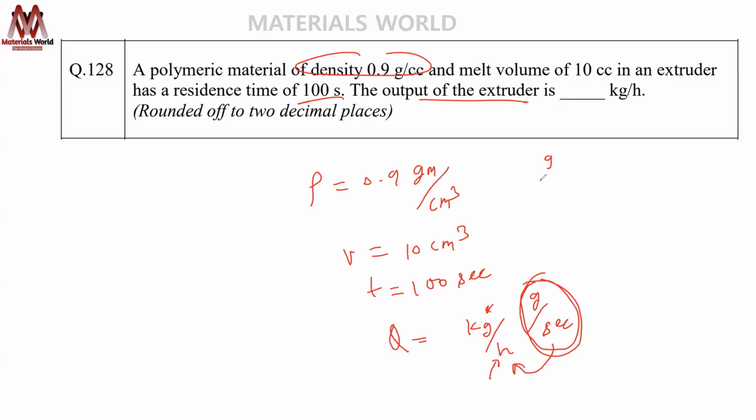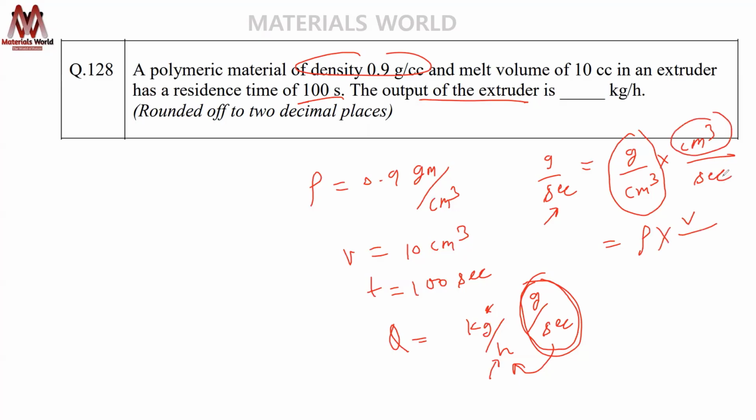How can you get gram per second? You have gram per centimeter cube. You want to remove centimeter cube, so you can multiply by centimeter cube here, and you want second in the denominator, so you can add second here. If you notice, this is your density, this is your volume, and this is your time. Knowingly or unknowingly, you know the formula from the unit. Of course, that answer will come in gram per second.